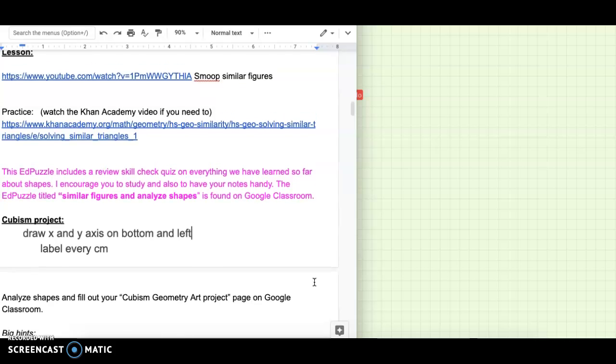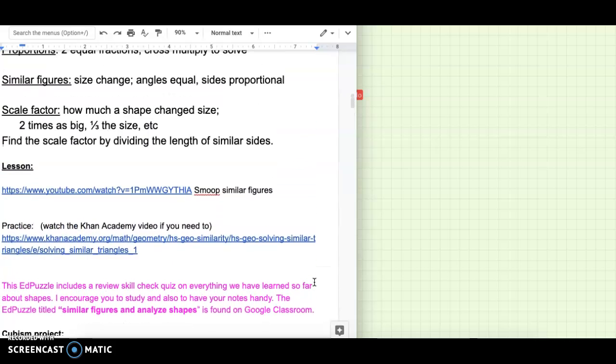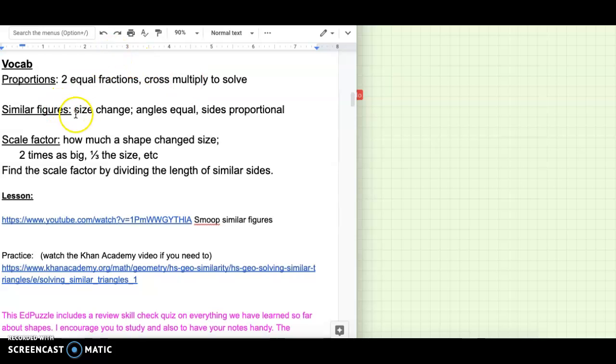So let's go ahead and get started on talking about similar figures. Similar figures are a size change where the angles are equal and the sides are proportional. A proportion is two equal fractions where you cross multiply to solve. And we're also going to be calculating scale factors.